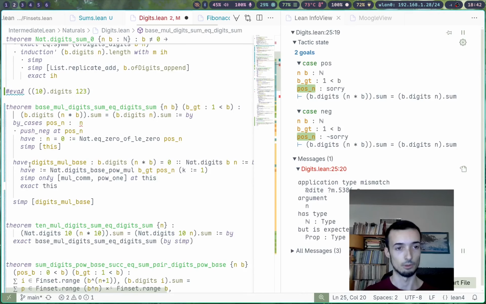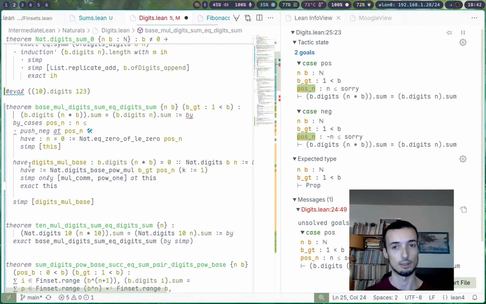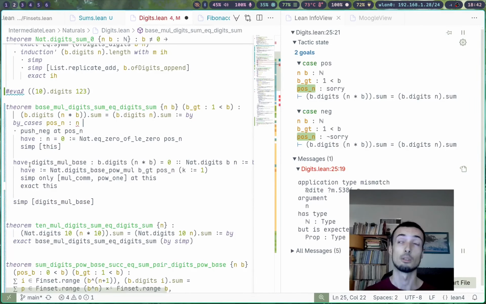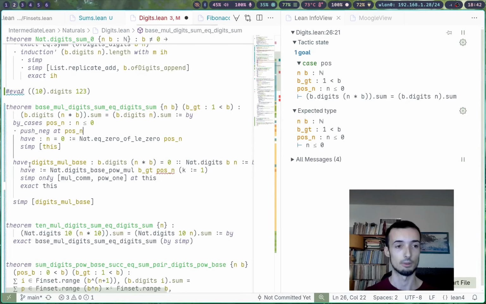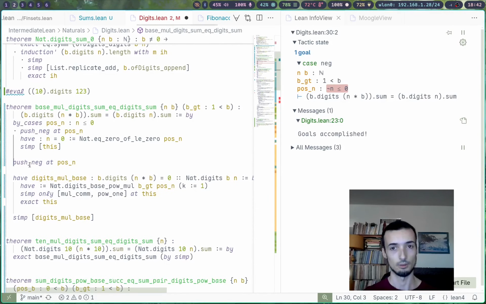Let's do a little bit more normal way. We'll push the negation through at first. So we'll say n is less than or equal to 0, right? And push neg. And I'm getting so off topic here. Okay, let's finish this up. So now we have, yeah, this makes more sense. Okay, right. So that's that.